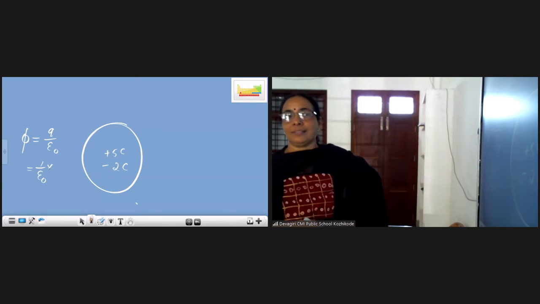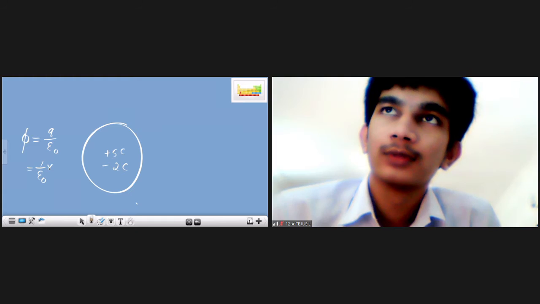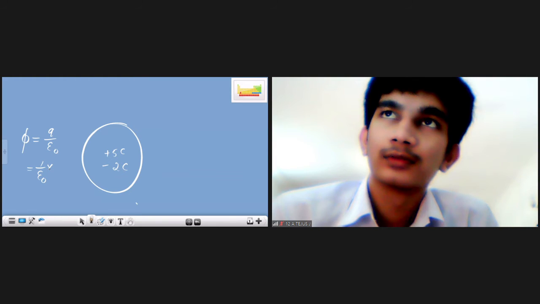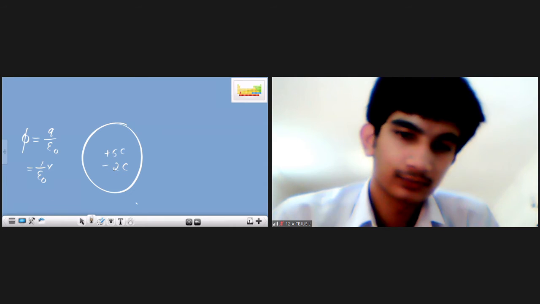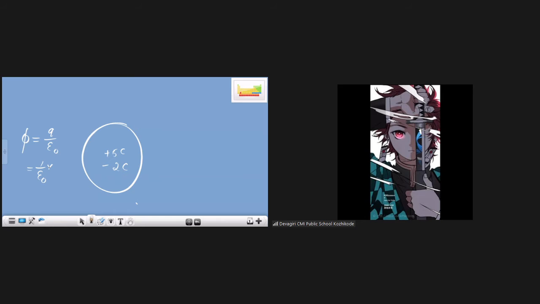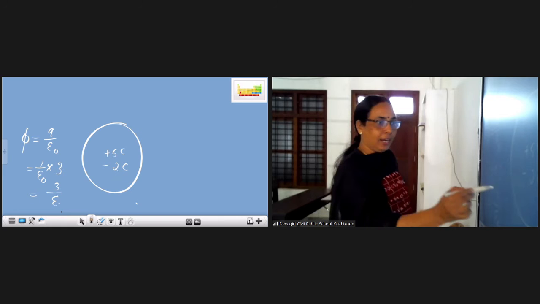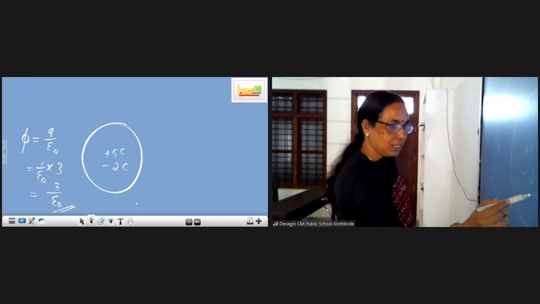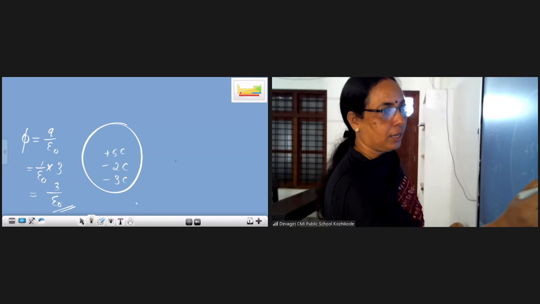Tejas, what is the charge enclosed by the surface? It's 3 coulomb. Yes, good. 5 plus minus 2, so it is 3 coulomb. So flux is 3 by epsilon naught. Very easy to calculate. If I add here, suppose there is minus 3 coulomb also, what happens? Plus 5 minus 2 minus 3. So in this case, it will be 1 by epsilon 0 times 0, or flux will be 0.